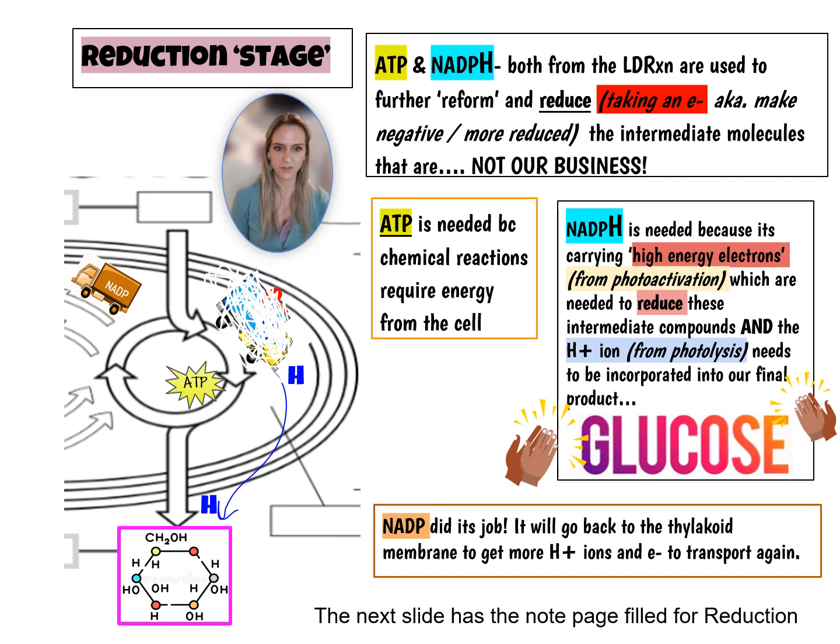It's used that electron to reduce these intermediate molecules. I did not include what that looks like because we don't need to know those molecules. And then it's used the hydrogen to synthesize the glucose molecule. So now we have this empty NADP. There's no H, it's in glucose. It's not full of energy, it's not carrying an electron anymore. It's going back to our thylakoid membrane so it can carry an electron again from photoactivation, carry a hydrogen again from photolysis.